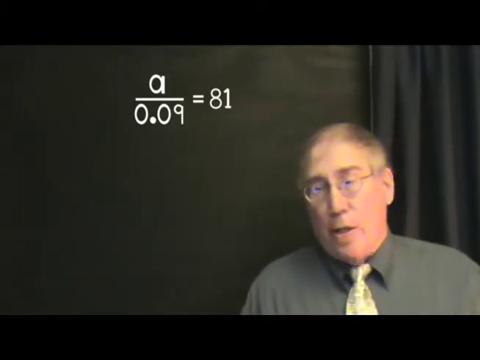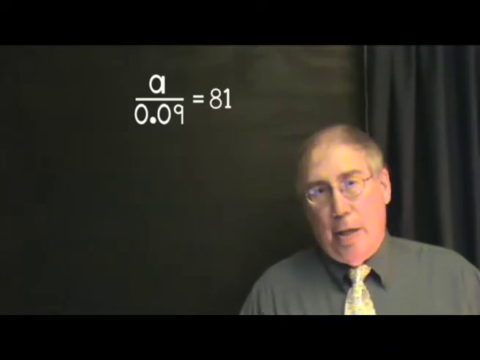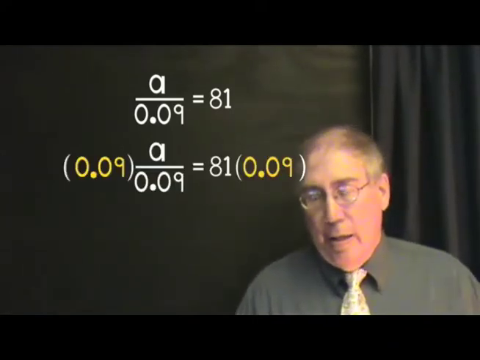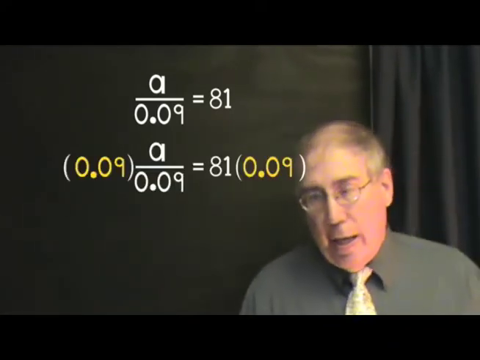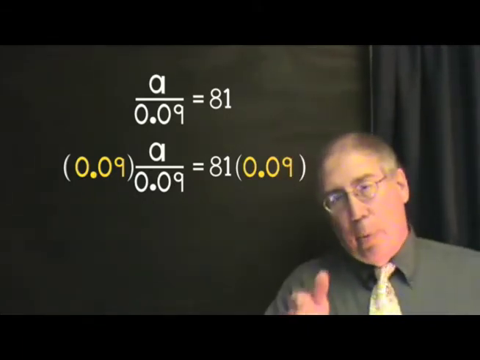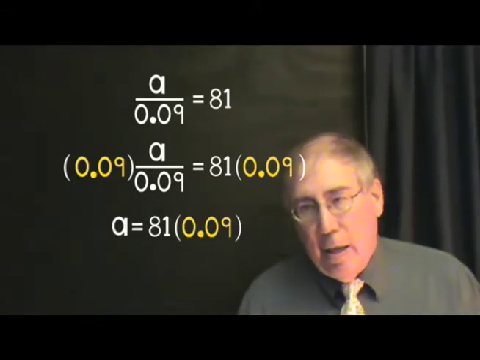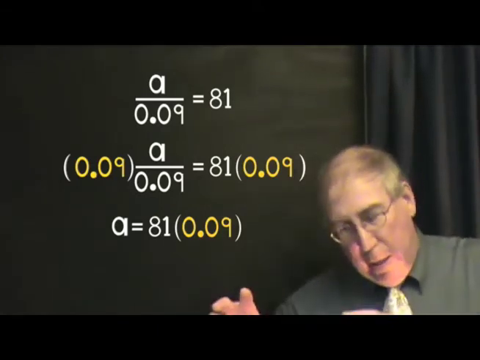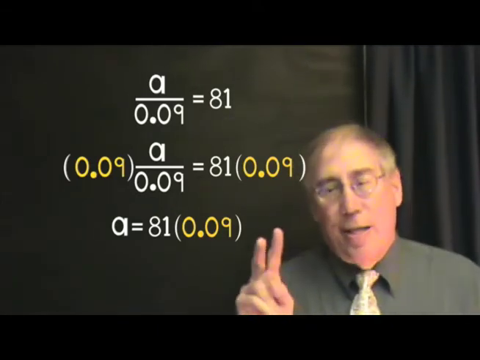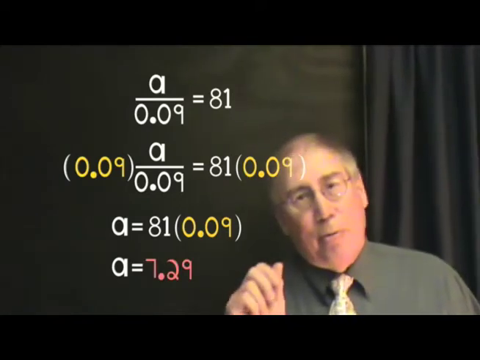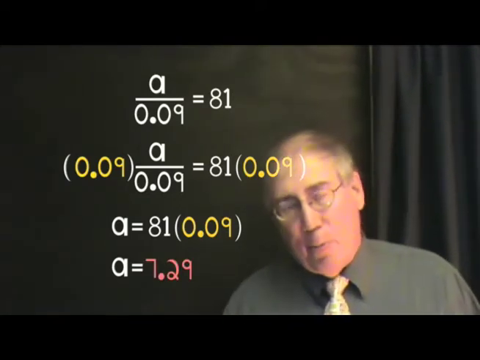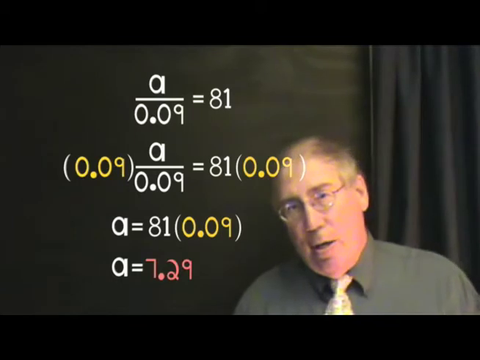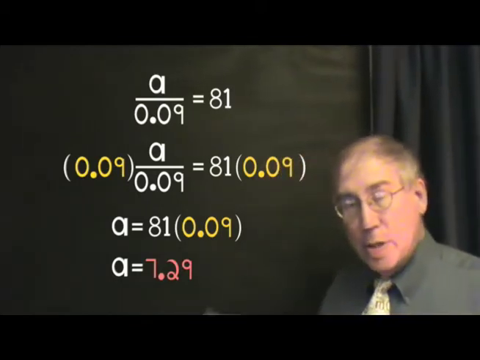This one here, let's multiply 0.09 times both sides. On the left hand side, we'll just get a. Now on the right hand side, notice that 0.09 has 2 digits to the right of the decimal point. So when we have 2 digits represented to the right of the decimal point, we have to move 2 digits to the left to get our answer, which is 7.29.